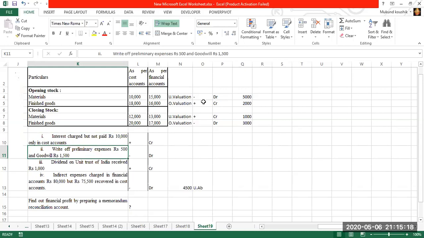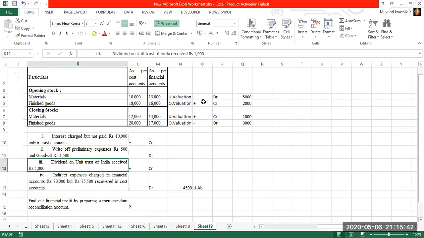Then again write-off of preliminary expenses rupees 500 and goodwill rupees 1,500. Now write-off of preliminary expenses and write-off of goodwill is an expenditure. That means whenever we have financial accounting expenses we have to deduct. So these two items we have to deduct, 500 rupees as well as 1,500 rupees. Write-off of preliminary expenses and write-off of goodwill, both we have to subtract.